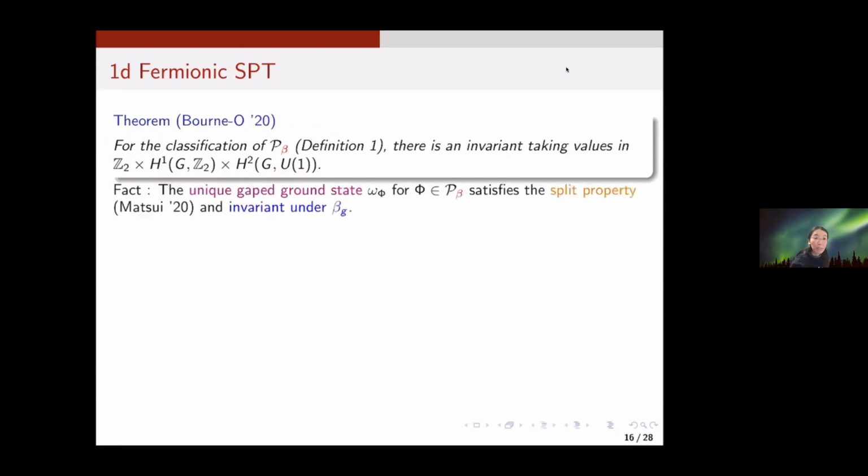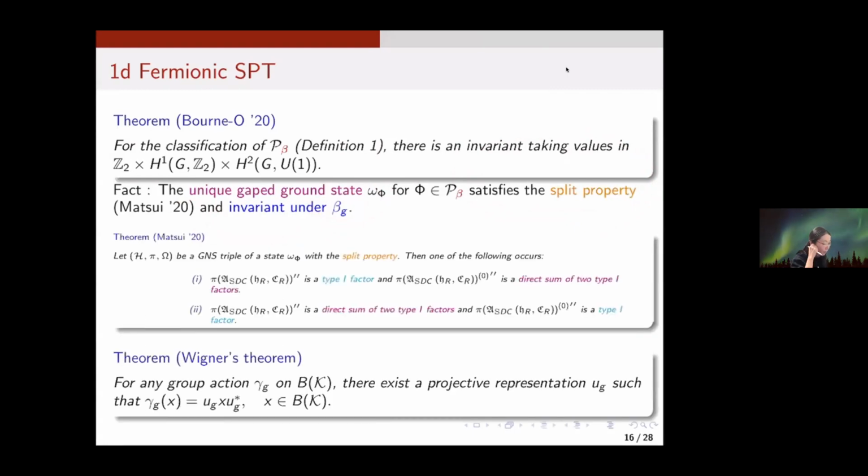In order to see that, I would like to recall two facts we already saw. One is that the unique gapped ground state satisfies the split property. And the second thing is that it is invariant under theta phi, under our on-site symmetry. So recalling these things, let us start the investigation. As we saw, the split property has this dichotomy, which corresponds to this index, this index being 0 for the first case, 1 for the second case. Now, how about this and that? In order to do that, first we recall that our ground state is invariant under our symmetry.